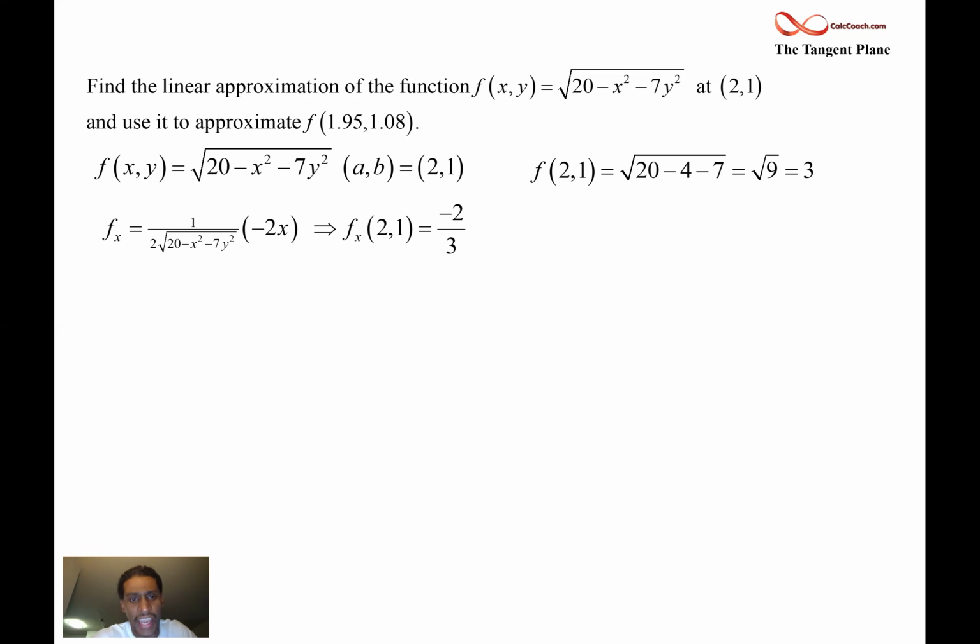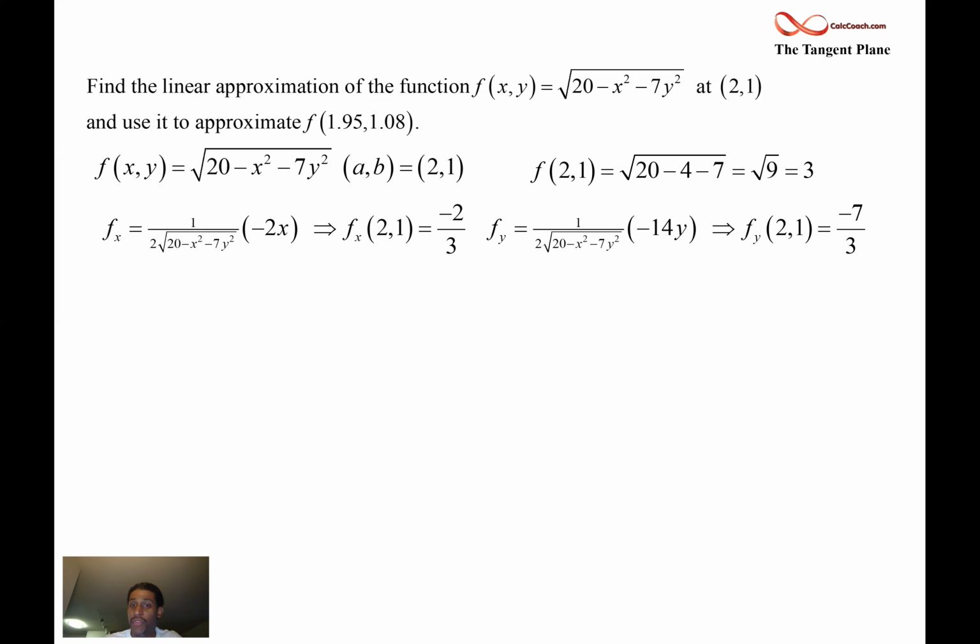The negative 2's can cancel, and we have essentially x on top of that square root. We know the square root is a 3, and it's actually a negative x. And so we have negative 2/3 is the x partial at that point (2, 1). How about the y partial?